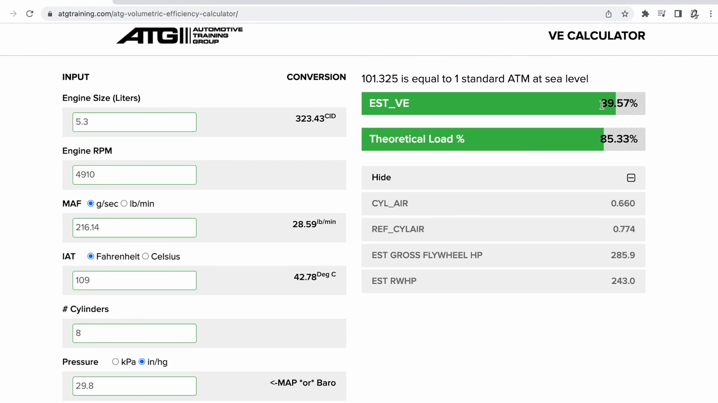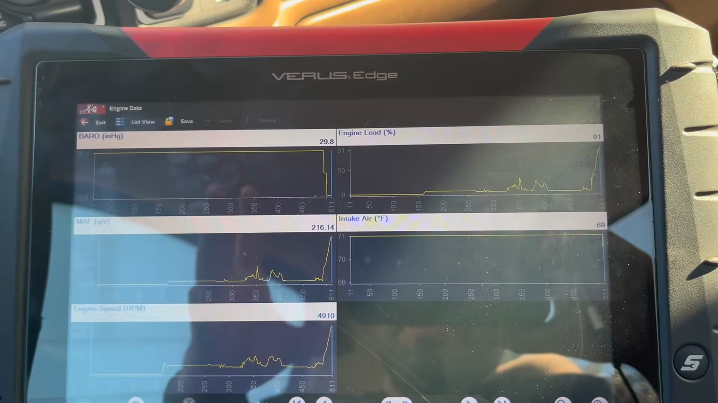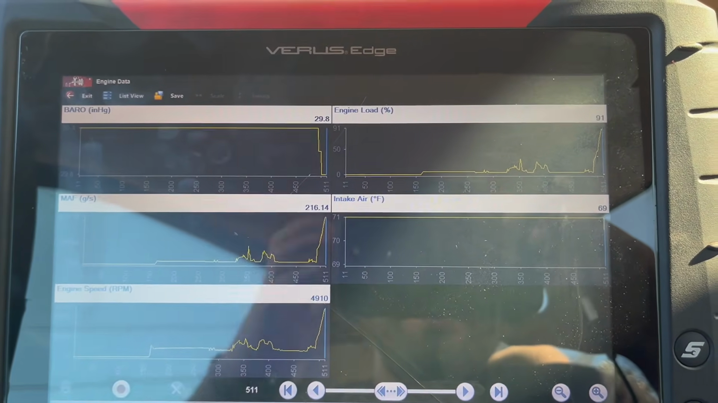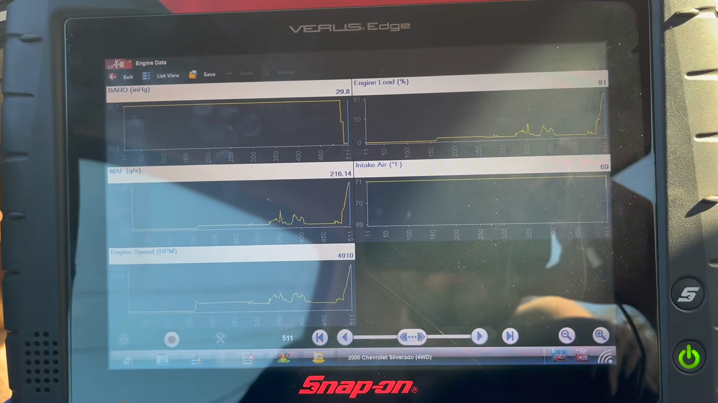This is a proper fix right here. This is the amazing thing about the VE calculator. So let's go back to the vehicle and let's finish this up. I don't know about you, but that was exciting right there. So there you go. Man, I feel good about this one.